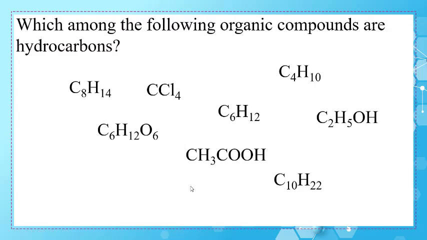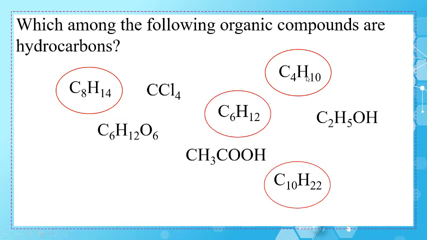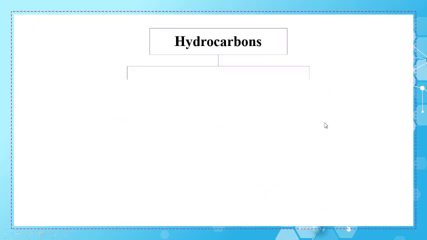Which among the following organic compounds are hydrocarbons? Pause the video and try to solve this question. We said that hydrocarbons are organic compounds which are made up of carbon and hydrogen only, as in this molecule. So this is a hydrocarbon. For this molecule we have chlorine without hydrogen, so it's not a hydrocarbon. For this one, this is a hydrocarbon since we have carbon and hydrogen only. The same for this one and the last one. All the remaining organic compounds are not hydrocarbons since we have oxygen beside the hydrogen and carbon.